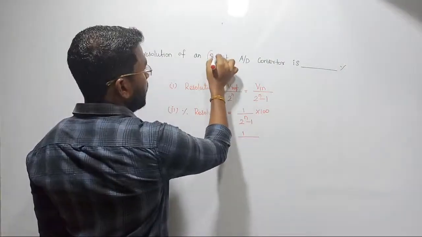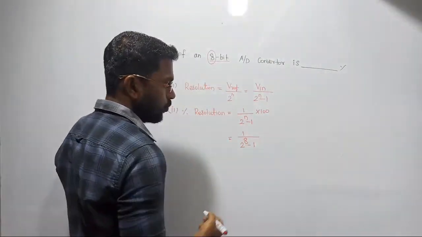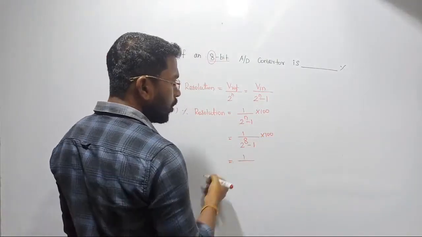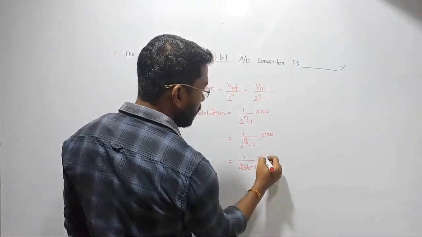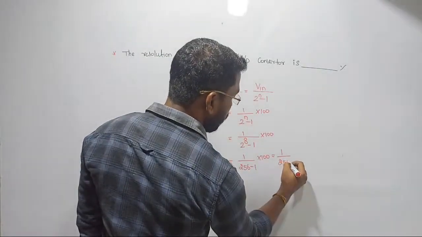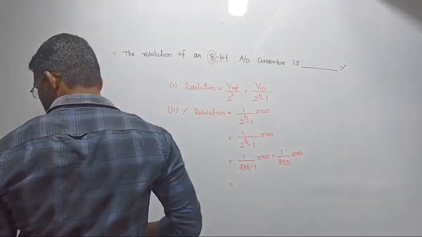N denotes the number of bits. So totally we are considering 8 bits, right? So the quantization error is 1 upon 2 power 8 minus 1, into 100. I hope you all know that 2 power 8 is 256, so it is 1 upon 256 minus 1, into 100%, which is equal to 1 upon 255 into 100. Just reduce this and post your answer.